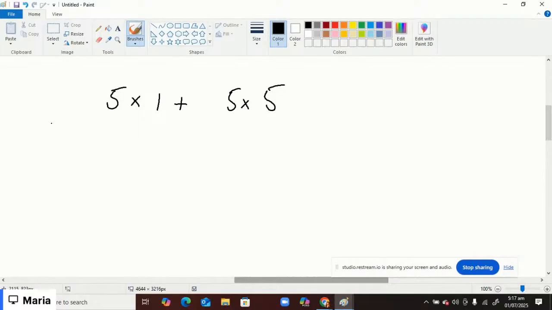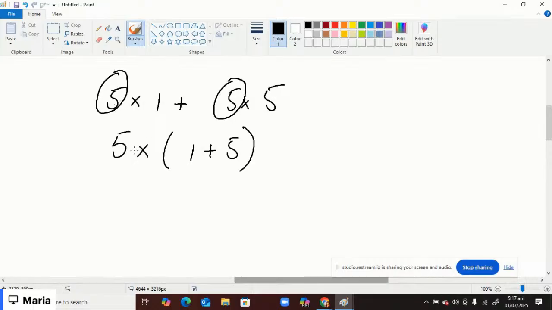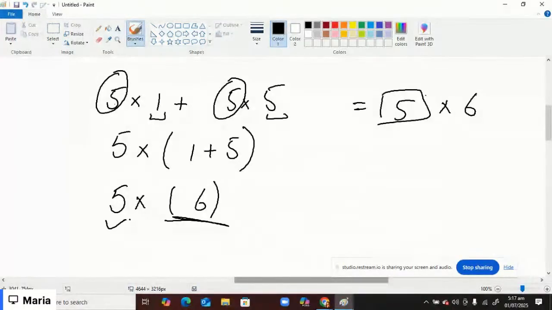This is one kind of distributive property. 5 times 1, 5 times 5. So you put 5 outside, then 1 plus 5 inside of it, because the 5 is coming outside. This 1 and this 5 are put inside of the bracket. Now 5, which we write down here, this one is 5.